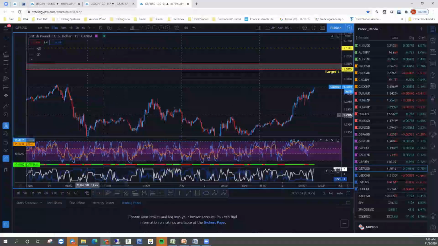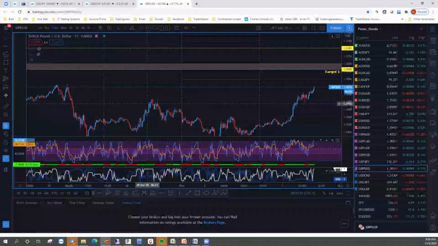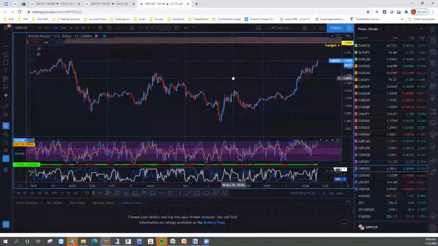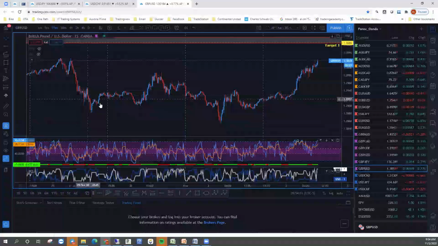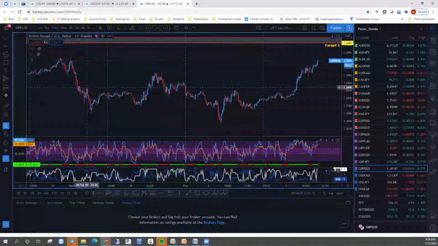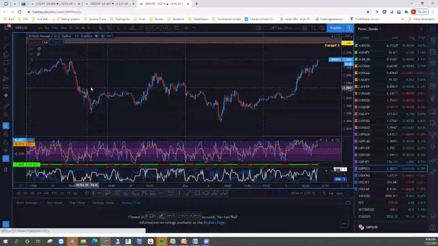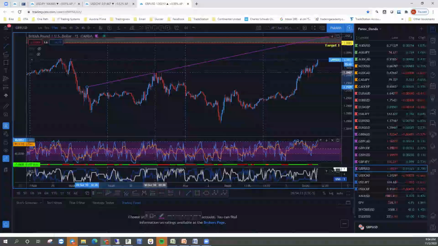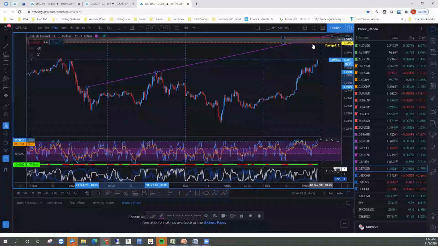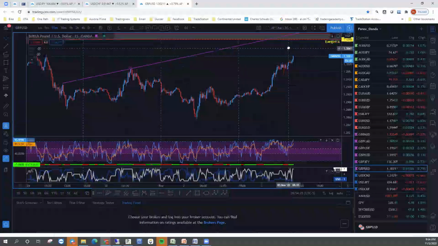We have a little bit of a trend: higher highs, higher lows. Here's a wedge right here. There's a little bit of a trend going on over here. There's an anchor, there's a hit. The next hit is going to be pretty much up in that area.